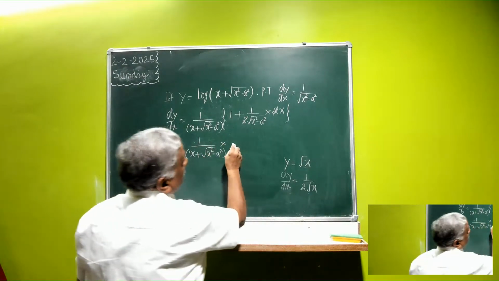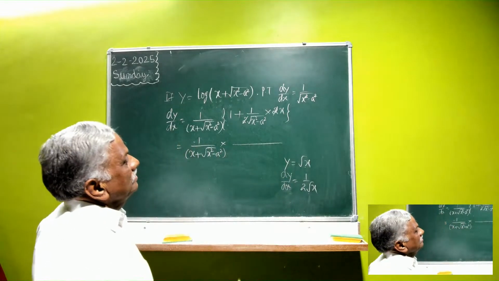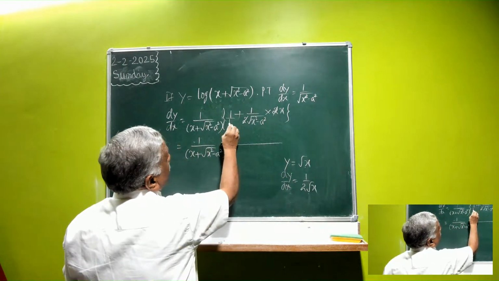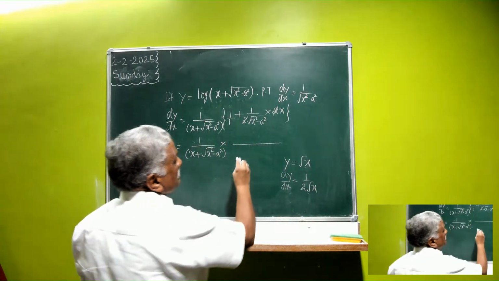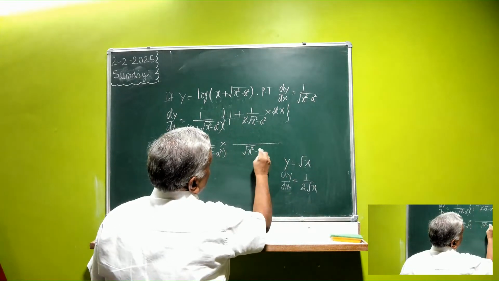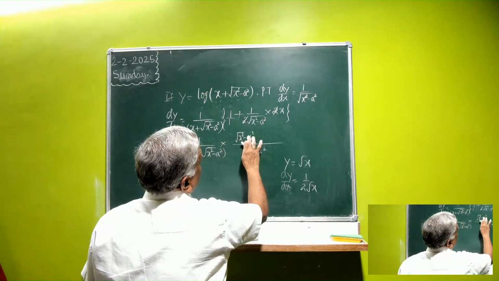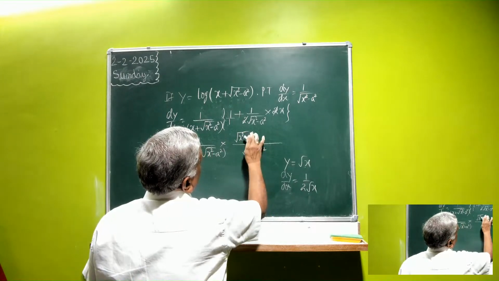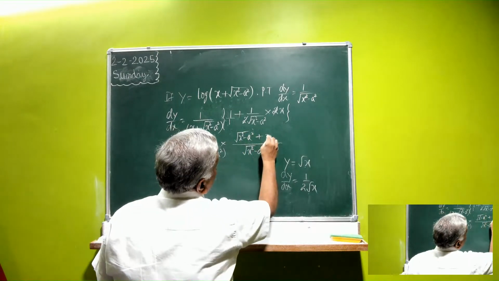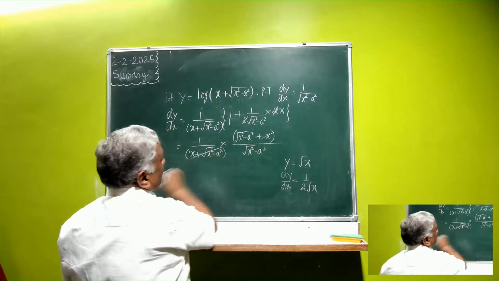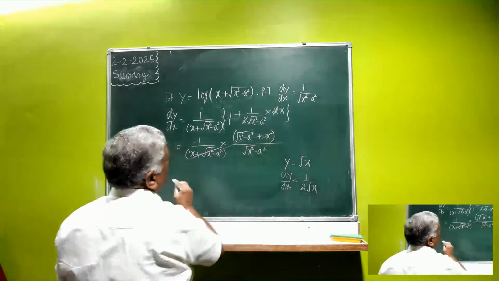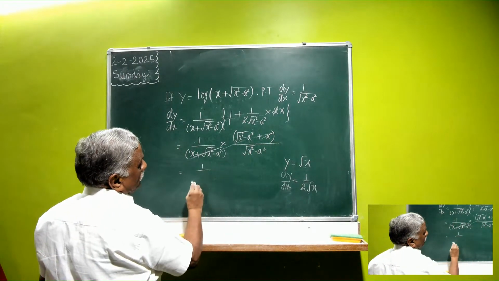Now you need to take an LCM. Of course, what is the denominator? You should take it as 1. So LCM is root of x square minus a square. So what do you get? Root of x square minus a square plus x. These two are same, so you can cancel this. So what you get is 1 over root of x square minus a square.